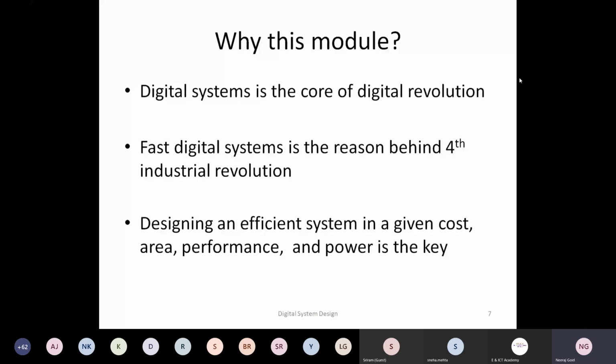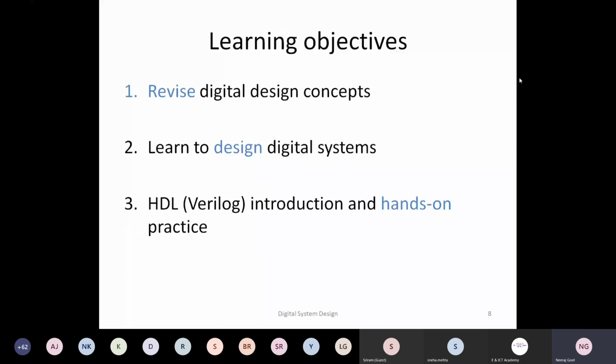And this landscape can be changed only if we have good, efficient digital systems. That is why the focus on digital systems is so high, and we should learn how to design such systems so that we can also contribute to this 4th industrial revolution. Now, what do you expect in this particular module? It's only 10 hours and we have a lot of content, so I'll try to be focused.